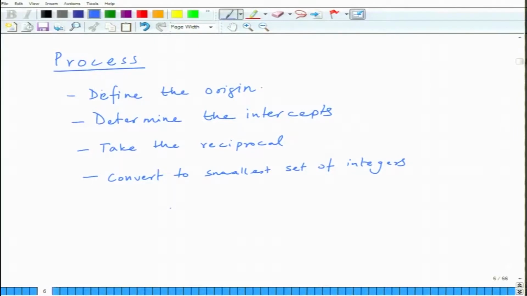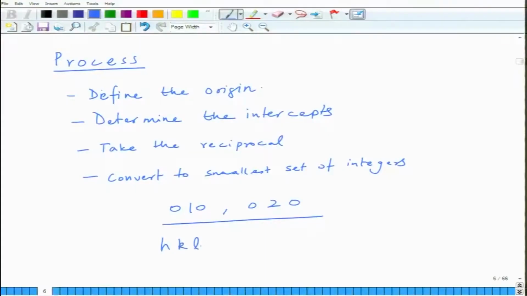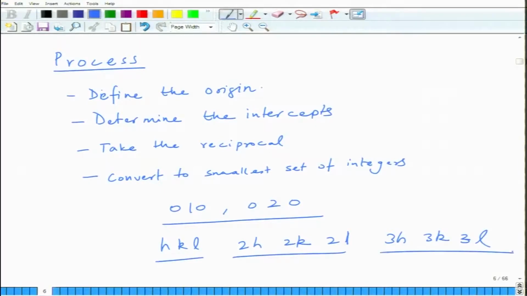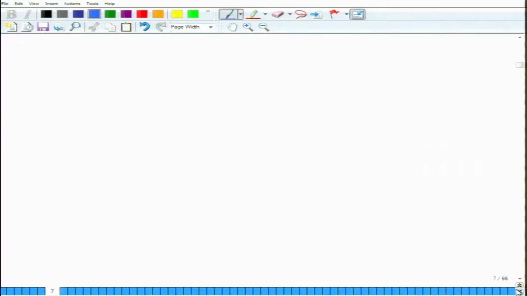Because if you look at 0, 1, 0 for example and 0, 2, 0, these are nothing but parallel planes. One is at the half spacing of the unit cell, another is at the full spacing of the unit cell. So, hkl and 2h 2k 2l, 3h 3k 3l are basically the same set of planes, they are parallel to each other, it is just that the spacing between them is different. Okay. So, this is how you determine the planes.